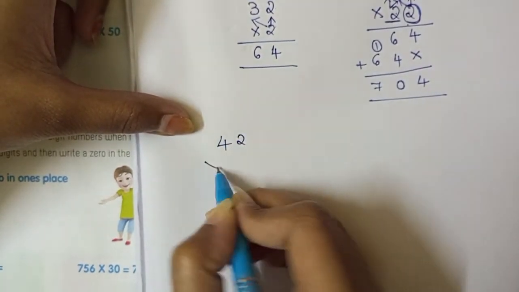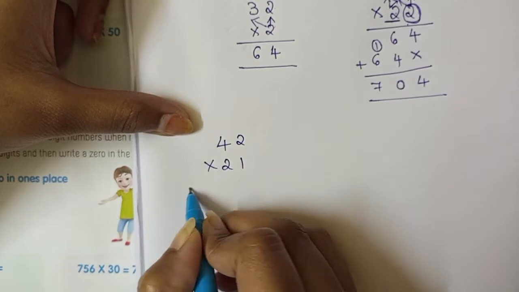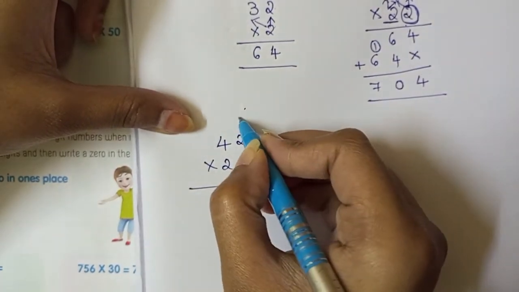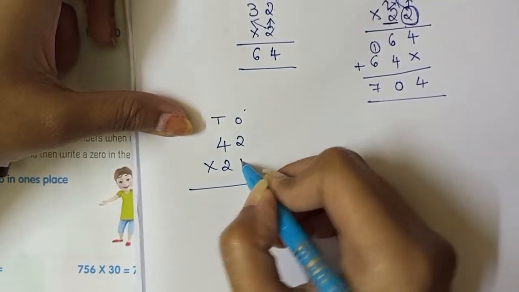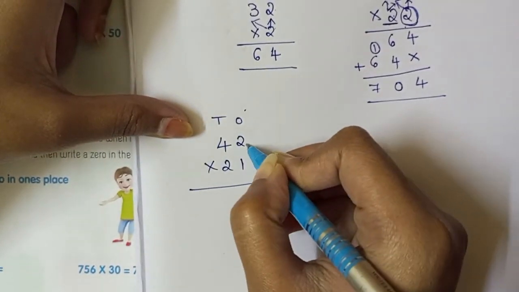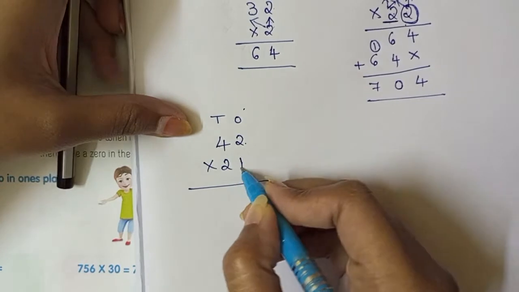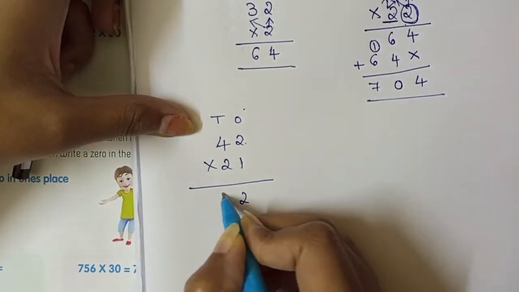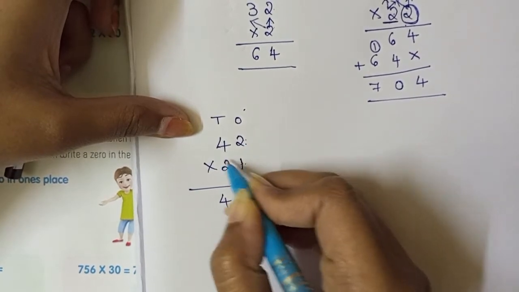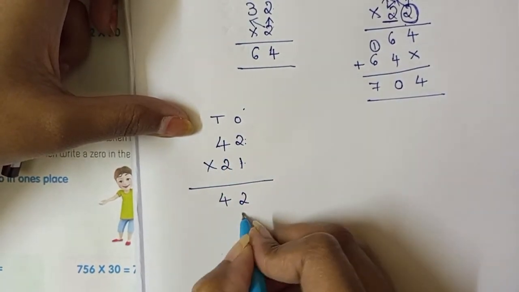42 into 21. This is the ones place and this is the tens place. We have to multiply 1 with the ones place and again with the tens place. See here. 1 twos are 2, 1 fours are 4. Ones place is completed.